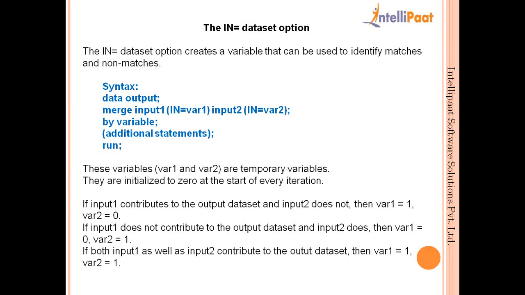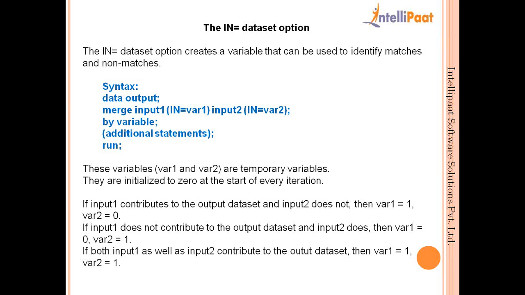If input 1 contributes to the output data set and input 2 does not, then var1 is equal to 1 and var2 is equal to 0. If input 1 does not contribute to the output data set and input 2 does, then var1 is equal to 0 and var2 is equal to 1. If both inputs contribute to the output data set, then var1 is equal to 1 and var2 is equal to 1. So I'll repeat it again.